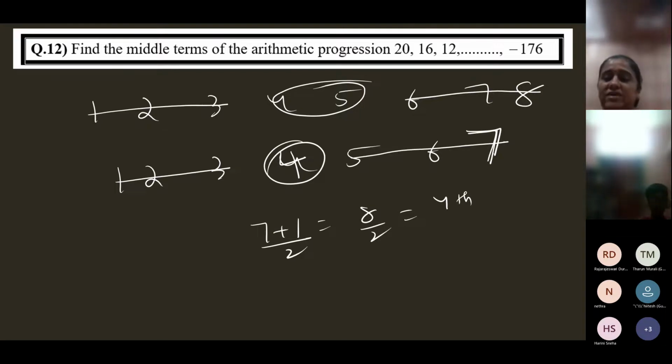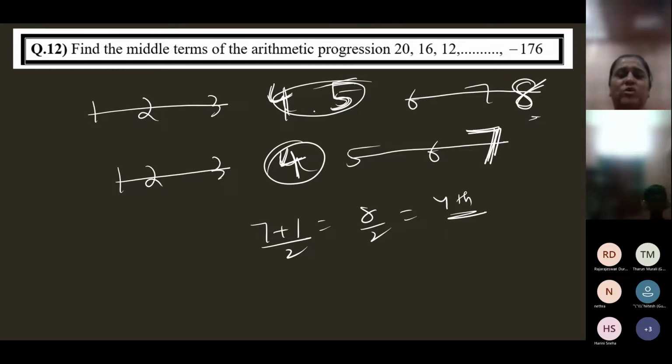See here, when there are 7 terms, the 4th term is the middle term. Using 7, how will you get 4? 7 plus 1, 8 by 2. 8 by 2 is the 4th term. So that is for an odd number of terms. If there are an even number of terms, say 8 terms, the 4th term and the 5th term are the middlemost terms.